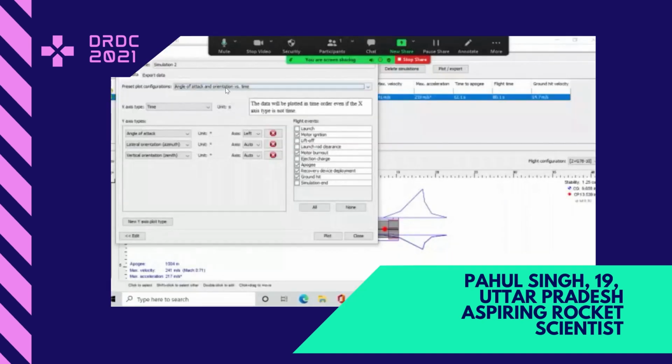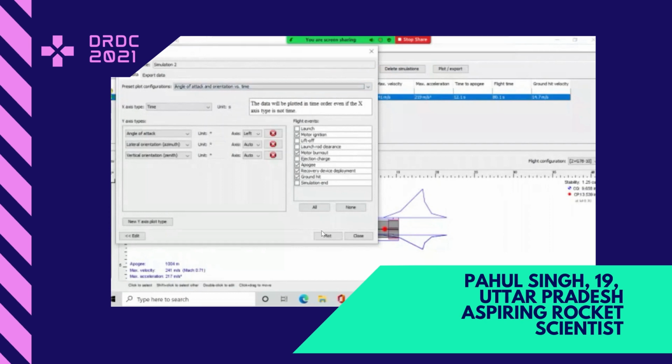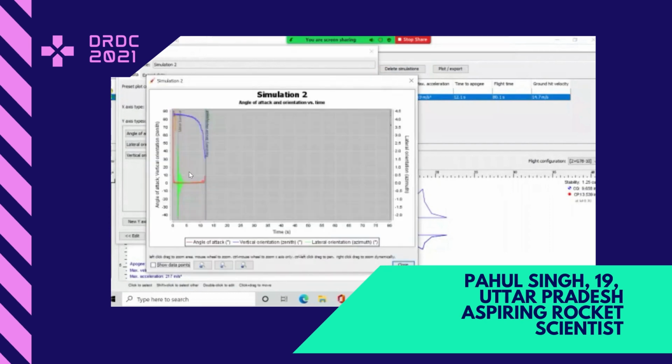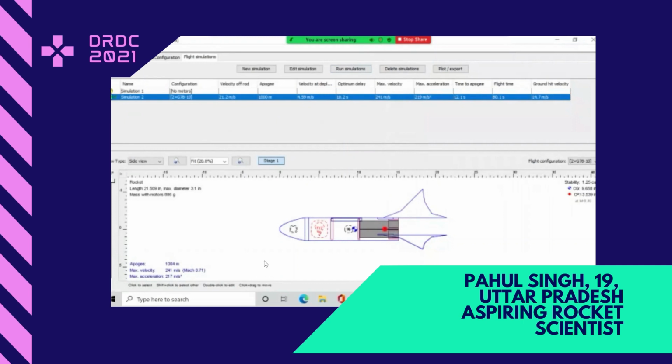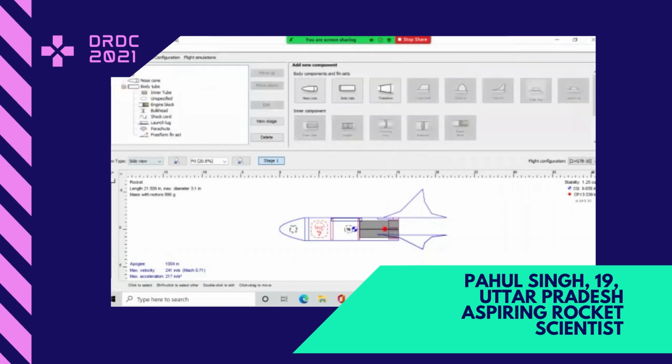Now in this, let's see the angle of attack and orientation versus time. So this is a very important factor. So as you can see the graph here, angle of attack is the red line, vertical orientation is blue, and lateral orientation is the green in the graph. Post this simulation, we can see the whole rocket once again in the 3D view.